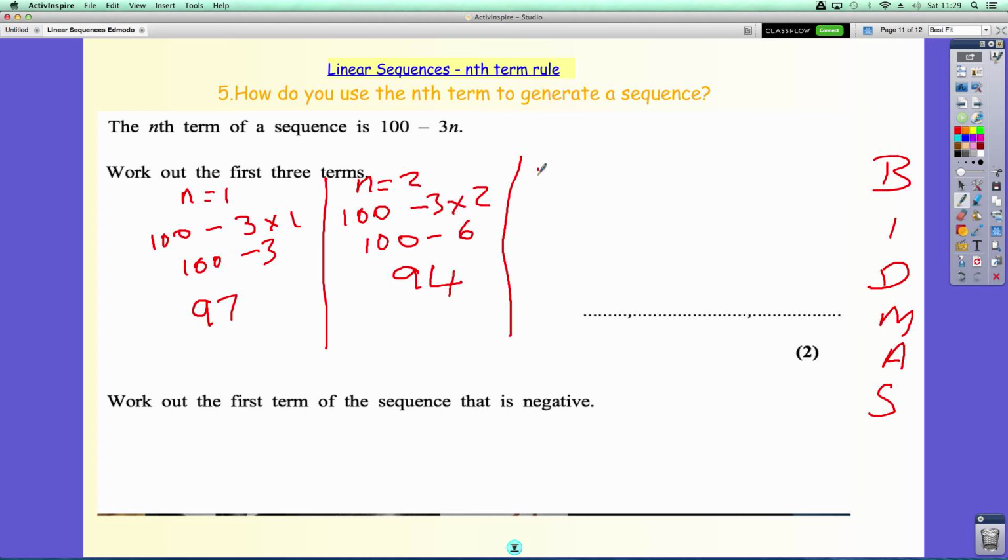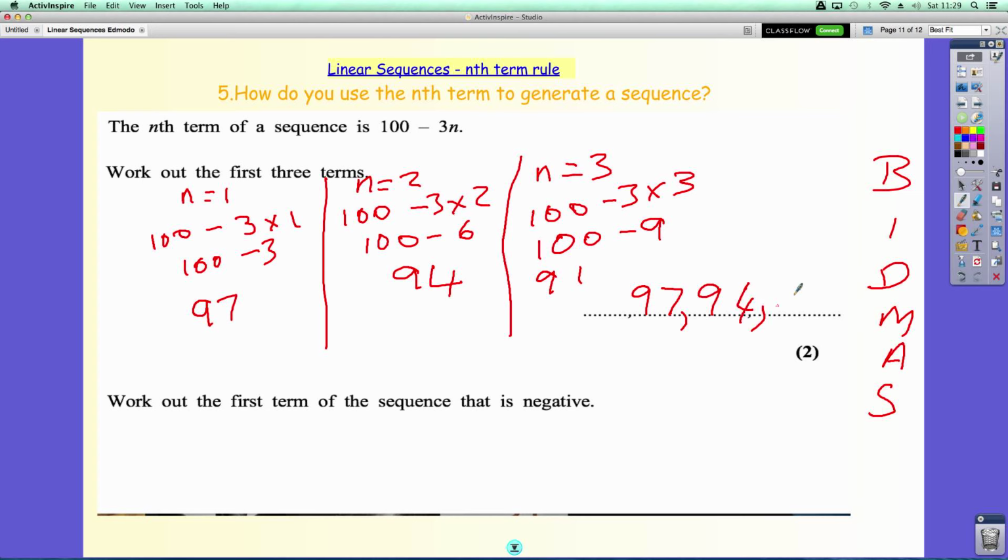N equals 3. We only need up to 3 because we want the first 3. So it's 100 minus 3 times 3. So it's 100 minus 9, which is equal to 91. So my first 3 terms are 97, 94, and 91.